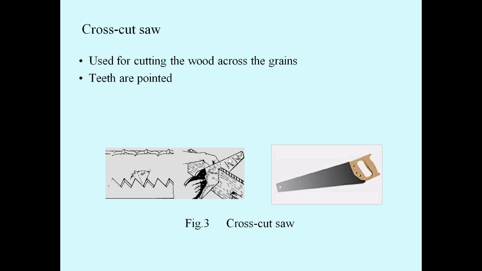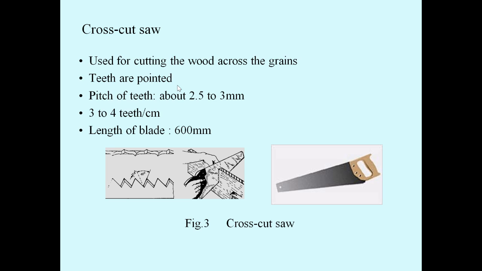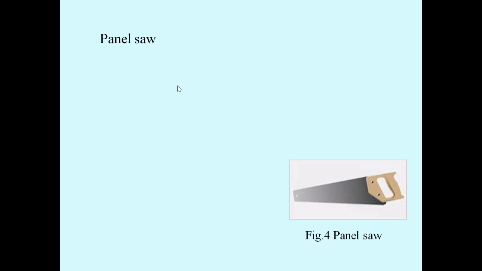Next, the teeth are pointed. The pitch of the teeth is about 2.5 to 3 mm, and there are 3 to 4 teeth per centimeter. Next, length of the blade is about 600 mm. That will be the available range of the blade.